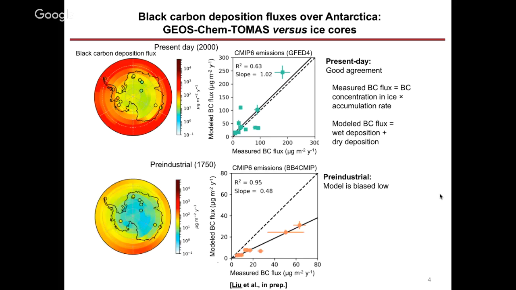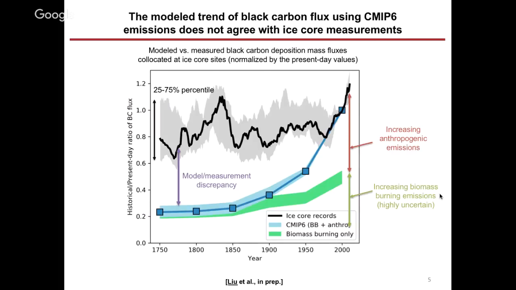However, there's a problem for the pre-industrial simulation using the CMIP6 emission inventories. We can see it can still capture the spatial contrast, so the correlation coefficient is quite high, but the magnitude is biased low. And this bias is more obvious in the plot for the trend. Here I just normalized everything to the present day value. That's how we get the trend.